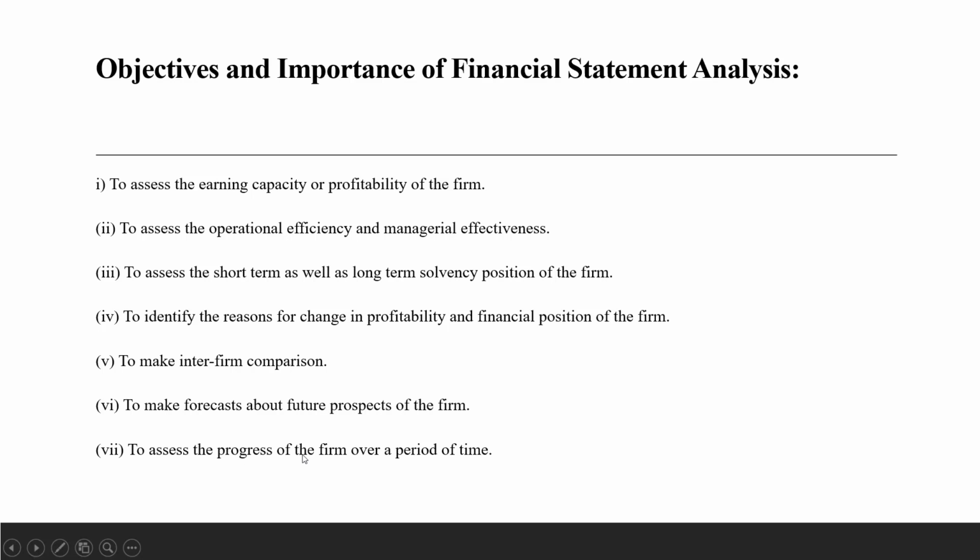Now next is to assess the progress of the firm over a period of time. Yes, it is the same as identifying the reason for change in profitability. That means if there are any changes in the profitability of the business year to year, then whether the firm is progressing or declining over a period of time will be displayed with the help of financial statement analysis.